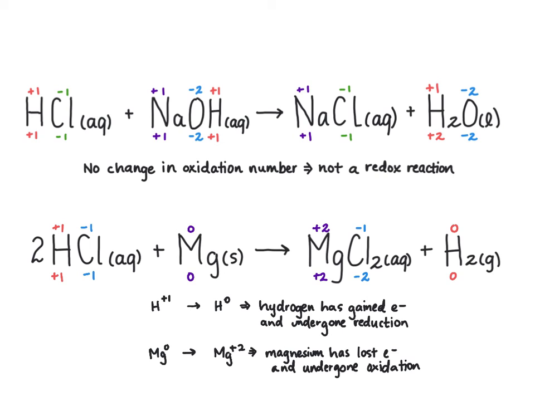A species that gains electrons and undergoes reduction is an oxidizing agent because it takes those electrons from something else, forcing oxidation. So hydrochloric acid in this reaction is our oxidizing agent. A species that loses electrons and undergoes oxidation is called our reducing agent. So it gives up its electrons to another species to cause that species to undergo reduction. In this reaction, magnesium solid is our reducing agent.